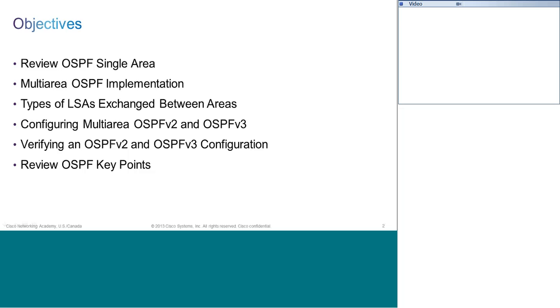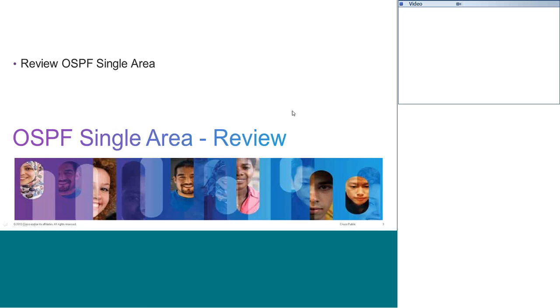OSPF version 2 is used for IP version 4 network addressing, and OSPF version 3 is used for IP version 6 network addressing. It is important that you understand OSPF single area concepts and configuration before beginning the study of multi-area OSPF, and that is the reason that we have decided to include this review as part of the presentation.